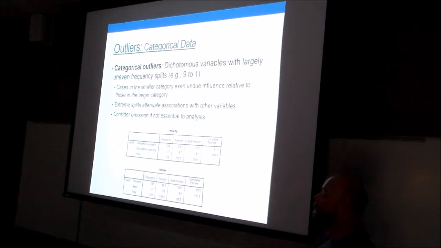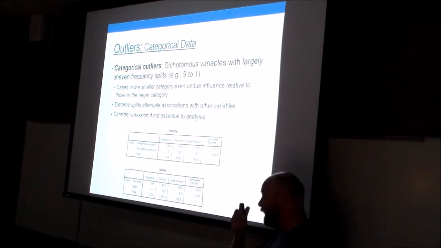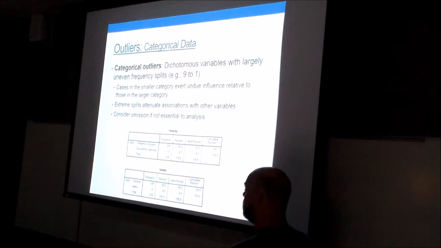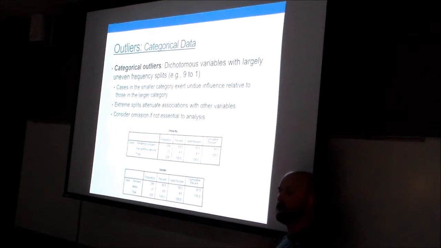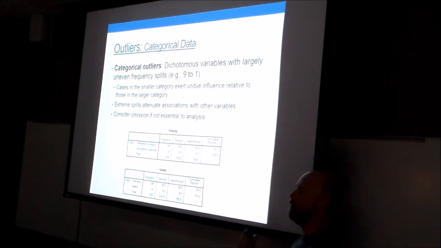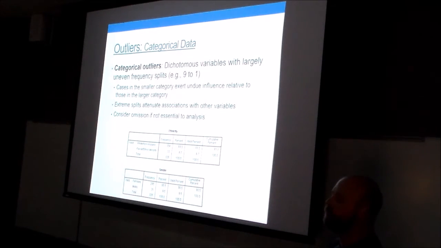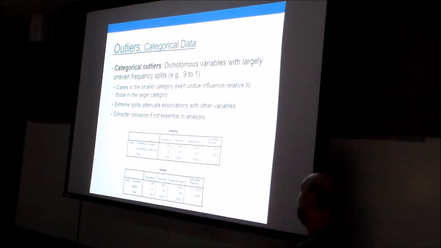Thinking about outliers, we can have outliers in categorical data, and this is important to think about. We tend to think about outliers occurring in our continuous scores, things like income or whatever else we're taking a look at. But for our categorical data, we can start to see outliers here.